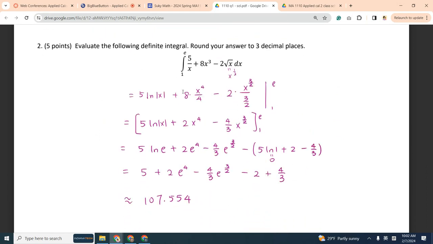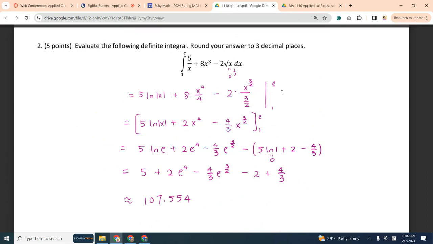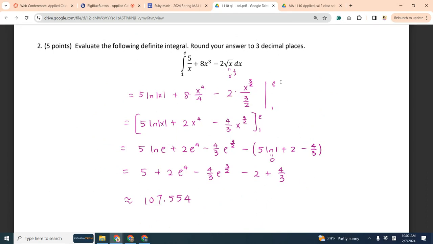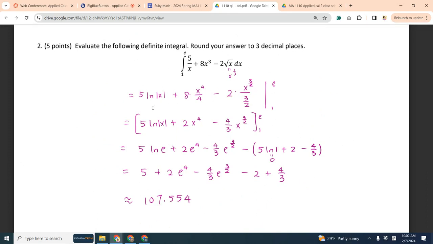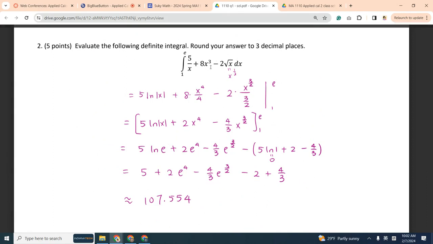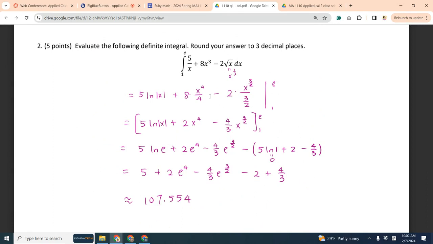Number 2. So we have a definite integral. We're going to integrate it and plug in the values. The 5 stays here. The integral of 1 over x is natural log of absolute value of x. The 8 stays here. The integral of x cubed is x to the 4th over 4. And the 2 stays here. This is x to the 1/2. When you add 1/2 to it, it is x to the 3/2 over the new exponent 3/2. But you put the 2 upstairs, right? So it becomes 2 times 2, which is 4/3.